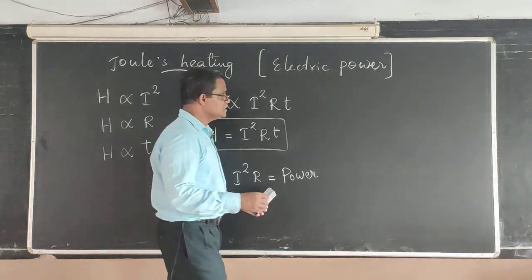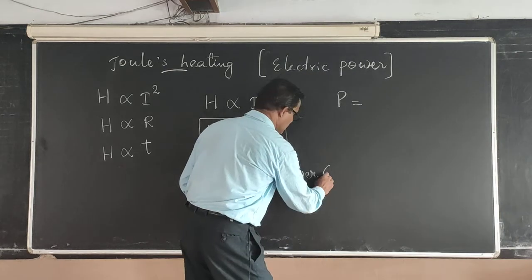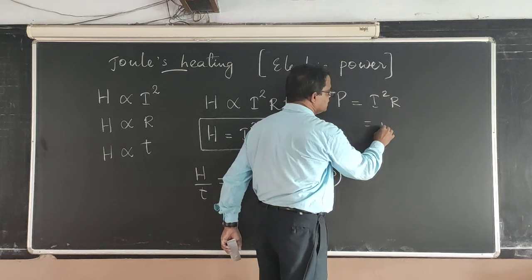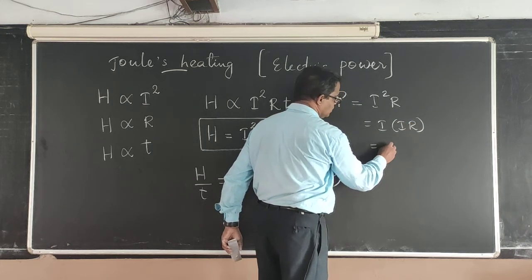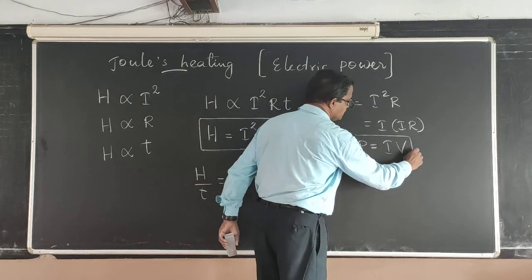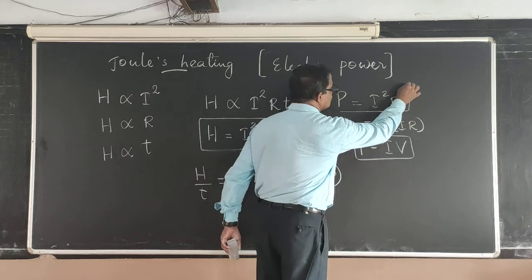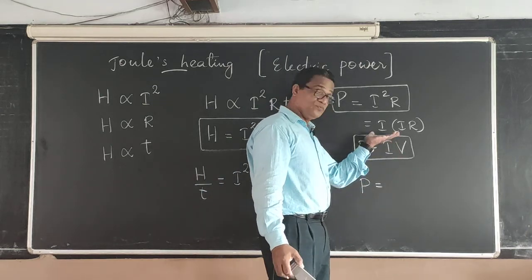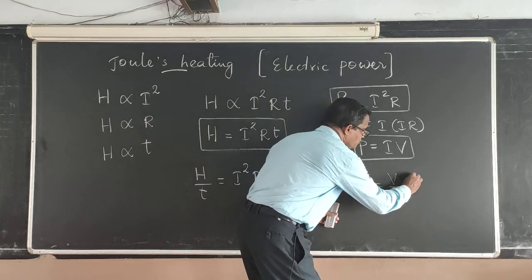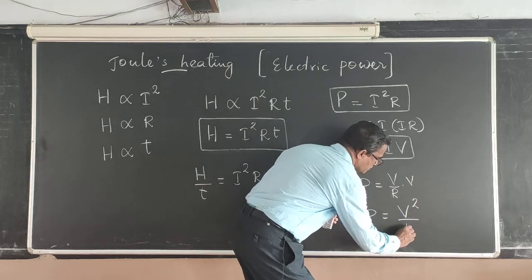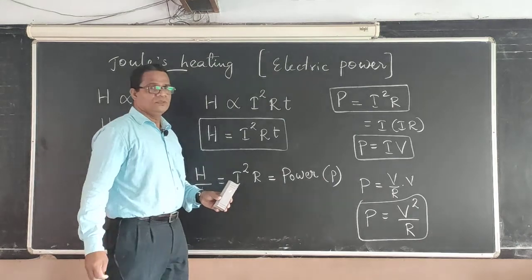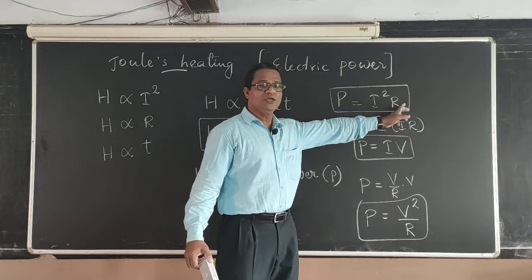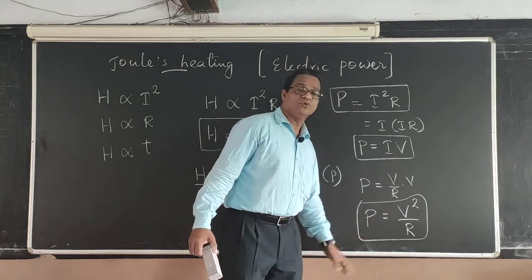Now applying Ohm's law, power P equals I squared R, which can be split into I into R, that is I into V. Or one more equation you can write, I equal to V by R, so V by R into V, or power P equal to V squared by R. So these are the equations for the electric power in an electric circuit: I squared R, I into V, or P equal to V squared by R.